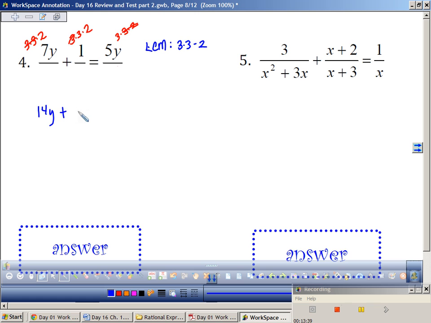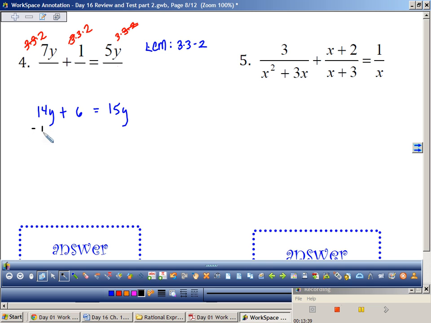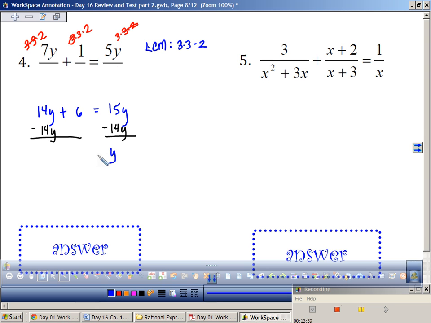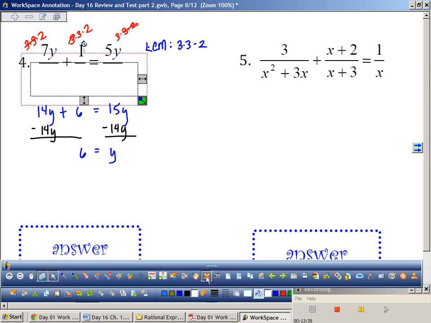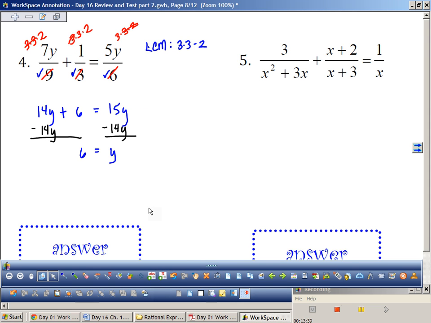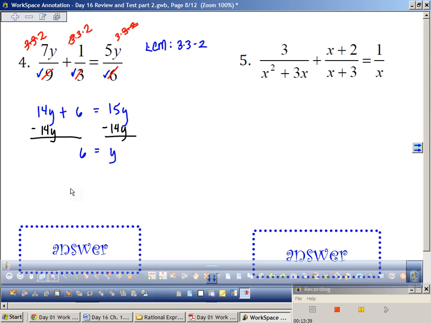14y plus 6 equals 15y. Which would be easier to move? 15y's or 14y's? 14y's. What am I left with? Y equals 6. Let's go back and check this. Do we have any excluded values we need to worry about? No, we don't have any variables in the denominator, right? We don't have any excluded values. So that's my answer.